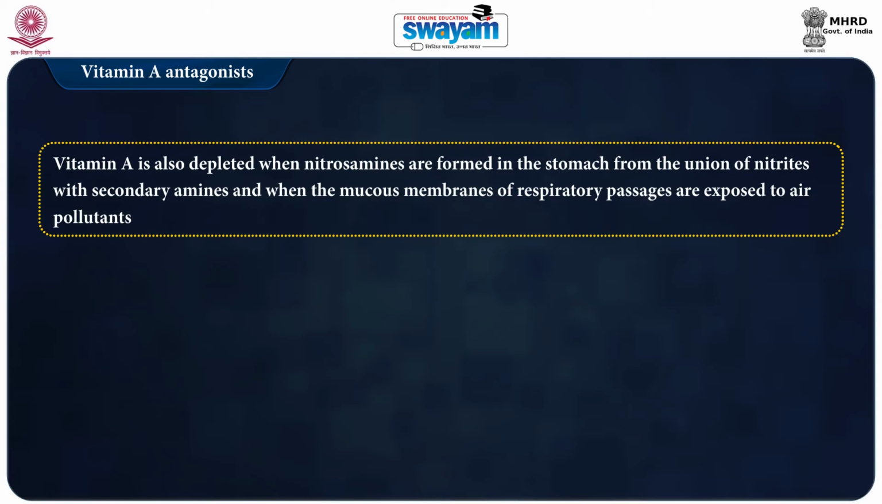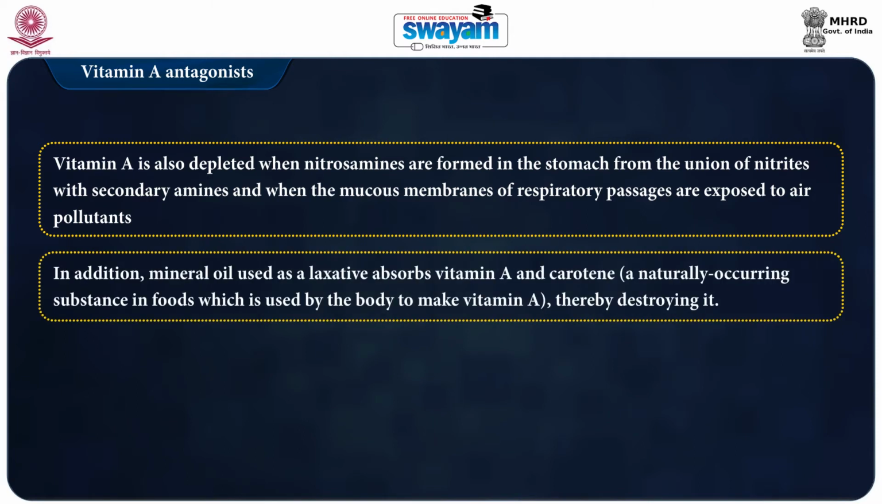Now, coming to vitamin A antagonists. Vitamin A is also depleted when nitrosamines are formed in the stomach from the union of nitrites with secondary amines, and when the mucous membranes of respiratory passages are exposed to air pollutants, that is carbon monoxide, ozone, sulfur dioxide, nitrogen dioxide. In addition, mineral oil used as a laxative absorbs vitamin A and carotene, a naturally occurring substance in foods which is used by the body to make vitamin A, thereby destroying it.